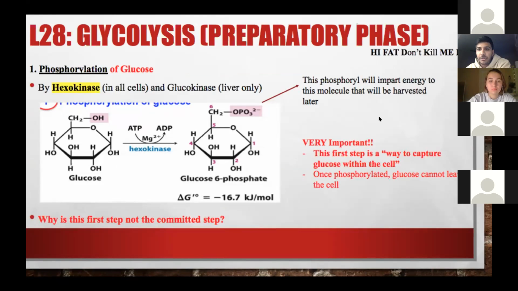And so it should be a little familiar, but basically the reason why we do this is to capture glucose within the cell. What that means is once it's phosphorylated, glucose 6-phosphate can't leave. There's no transporter for it to get kicked out. And so this captures it and helps it go into this phase of glycolysis. But the first step is not going to be the committed step in this case. The reason why is because glucose 6-phosphate can go to other pathways, such as the pentose phosphate pathway. So technically it's not loyal to glycolysis. It could go to the pentose phosphate pathway because that is the starting molecule for that, for example.